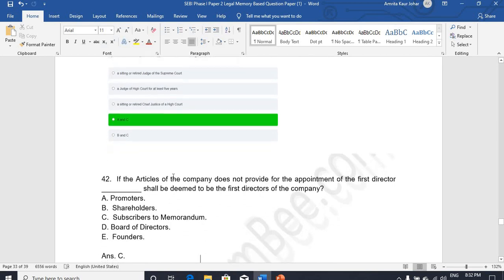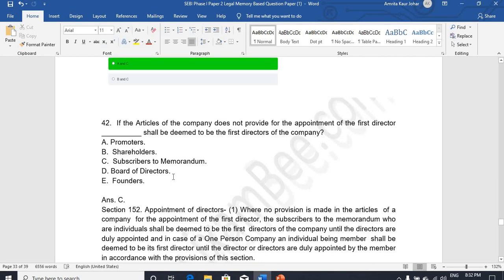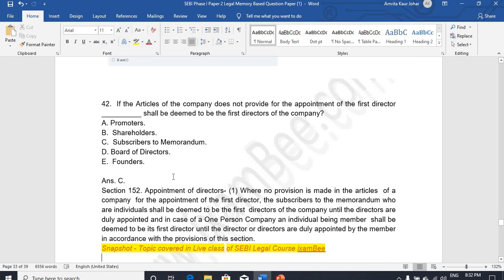If the articles of the company do not provide for appointment of the first director, then who shall be deemed to be the first director of a company? This question was a bit confusing for the students, as we got it from the feedback as well. But the correct answer is subscribers to the memorandum.